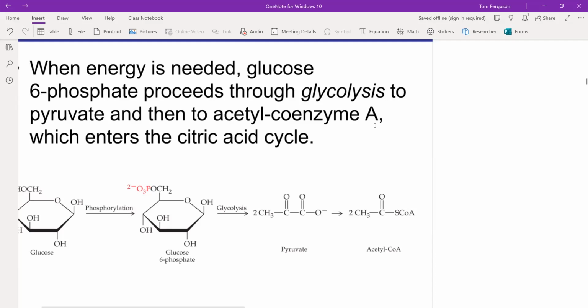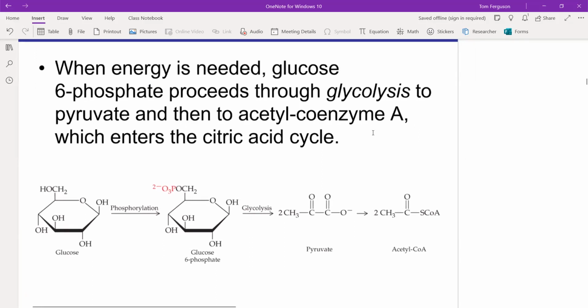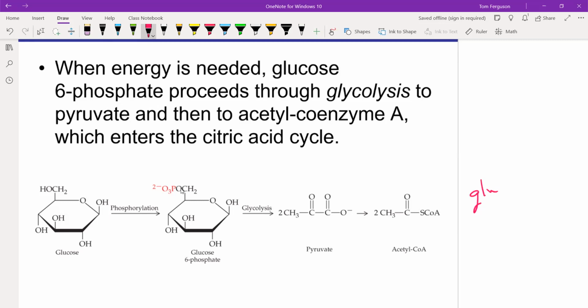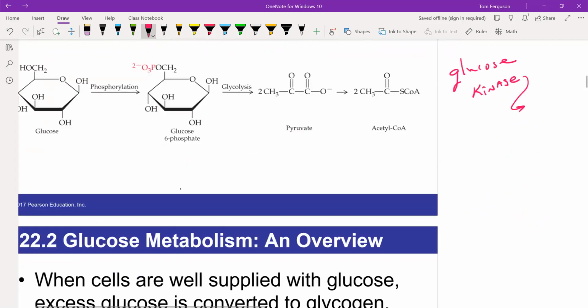All right, so this is the first stage of regulation, is the body senses the need for energy. In other words, there's not enough ATP around. So what happens is the glucose in your blood enters your cell and is phosphorylated into carbon number 6. The phosphate ester sits there. Okay. That phosphorylation is done by a glucose kinase. Now, kinase is an enzyme.